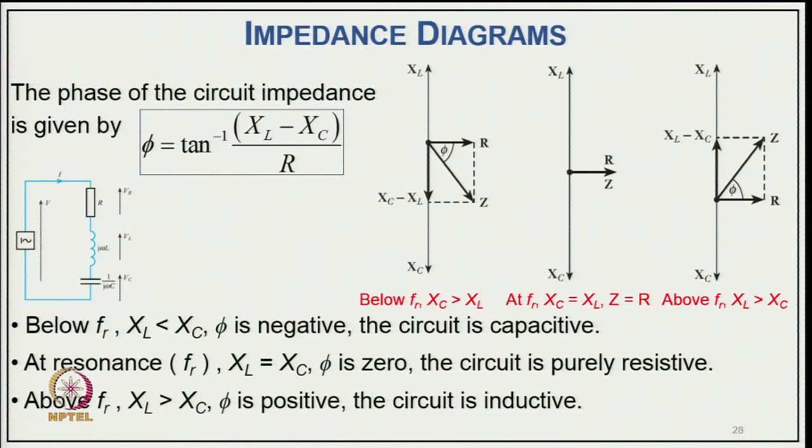So, there is an impedance at the angle phi, which is decided by the net reactance and the resistance of the circuit. Similarly, above f_R, X_L is greater than X_C, and the net reactance X_L minus X_C is positive, and along with the resistance you get the impedance with angle phi on the positive side. So, below f_R, X_L is less than X_C, phi is negative, and the circuit is capacitive. At resonance, X_L equals X_C and phi is 0, so the circuit is purely resistive. Above f_R, X_L is greater than X_C, so phi is positive and the circuit is inductive.